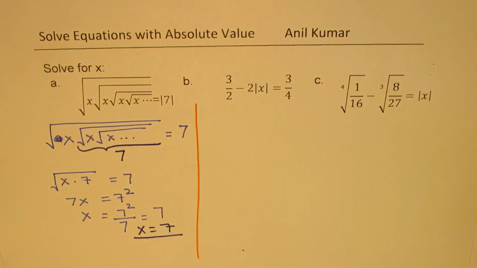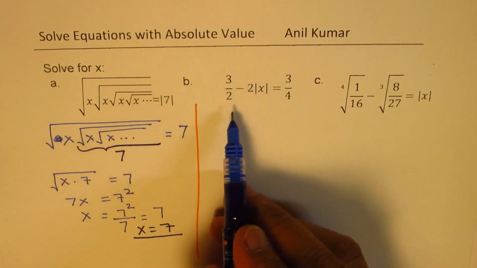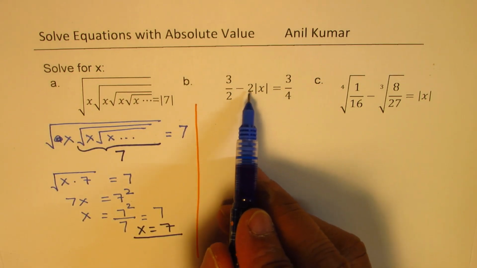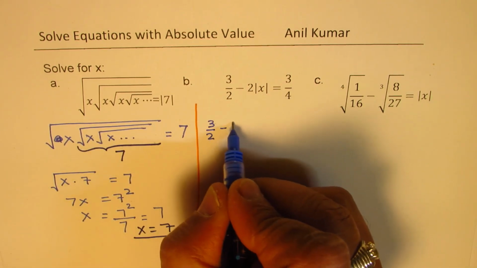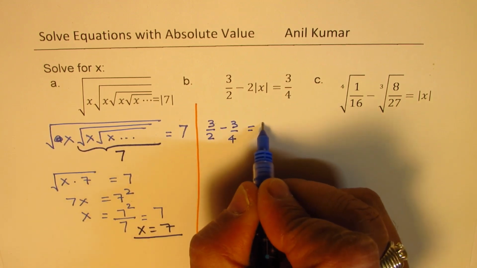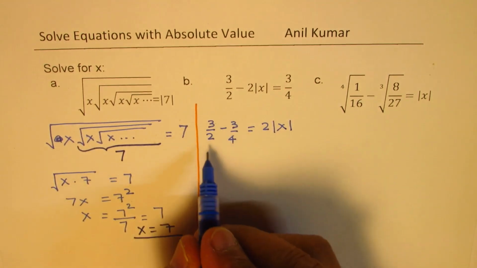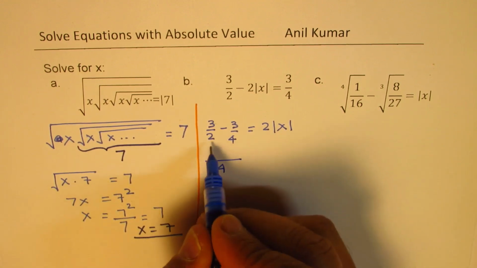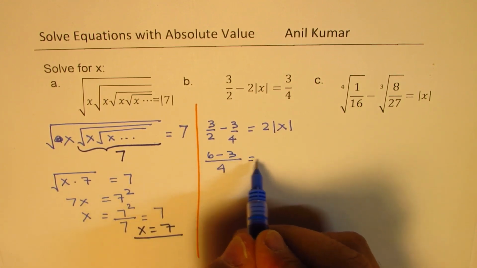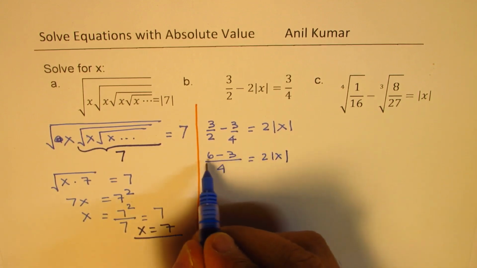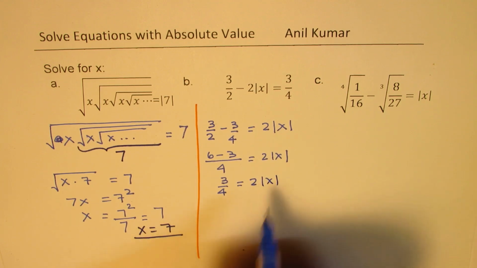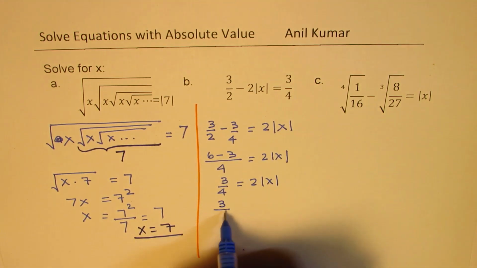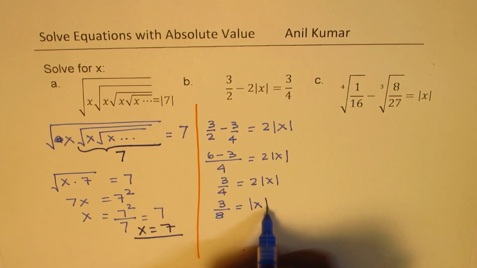Okay. Now, let's look into the second question involving absolute value of x. Now here we have 3 over 2 minus 2 times absolute value of x. Let's isolate this. So what we get here is 3 over 2. Bringing 3 by 4 here, minus 3 over 4 equals to 2 times absolute value of x. Taking common denominator of 4, we get 6 minus 3 equals to 2 times absolute value of x. This is 3 over 4, correct? Which is equals to 2 times absolute value of x. Dividing by 2, we get 3 over 8 equals to absolute value of x.